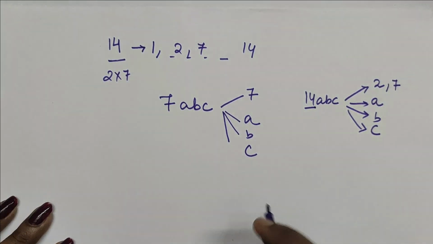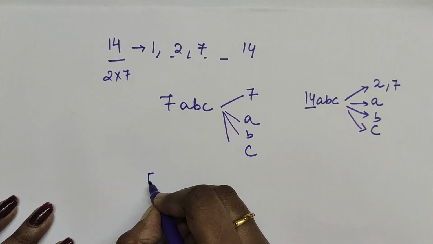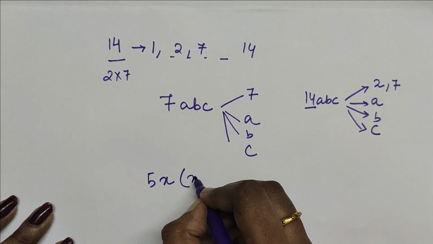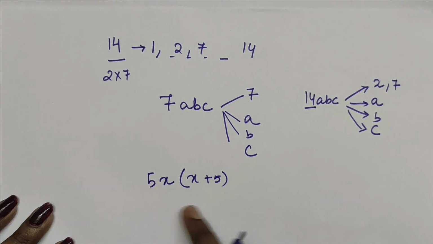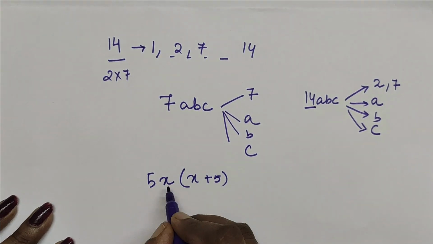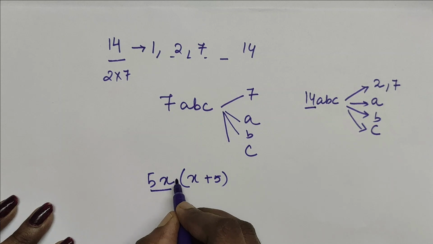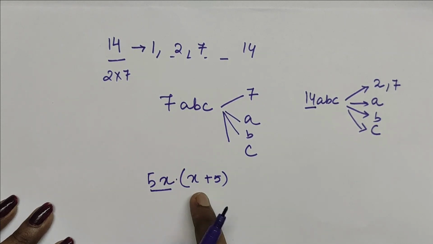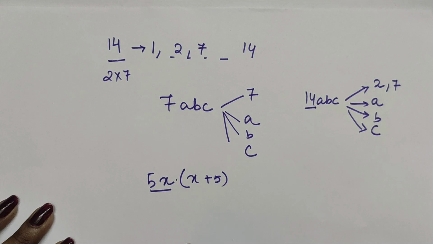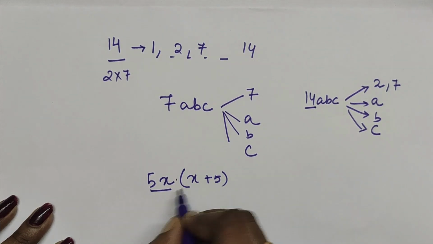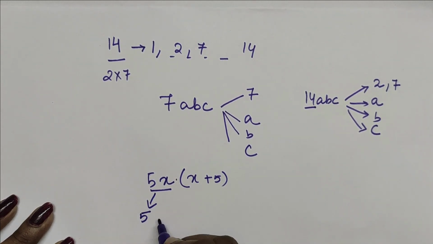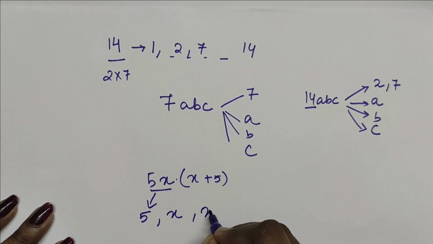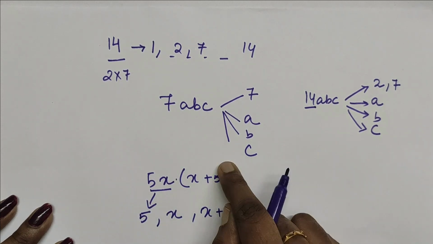Then, for example, if we have a term 5x into x plus 5, what will be the factors of such a term? Now, this is multiplied. There is no symbol, which means it is multiplied with the whole term x plus 5. So here the factors will be 5x and x plus 5. As there is an addition, this is taken as a single term. So these can be the three possible factors of this given term.